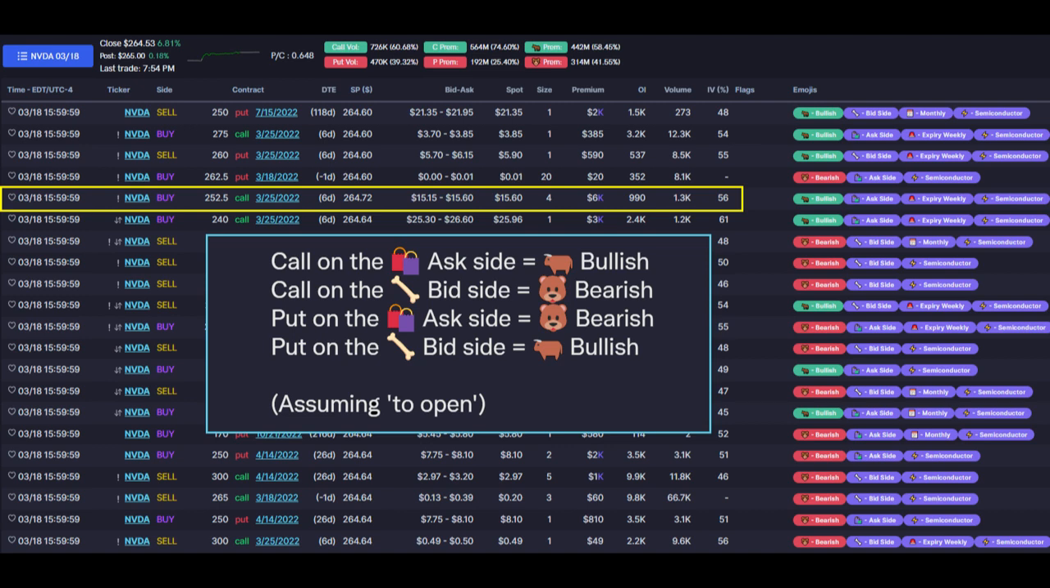A call that is at or closer to the ask price will be on the buy side and bullish. A call that is at or closer to the bid price will be on the sell side and bearish. A put that is at or closer to the ask price will be on the buy side and bearish. A put that is at or closer to the bid price will be on the sell side and bullish.